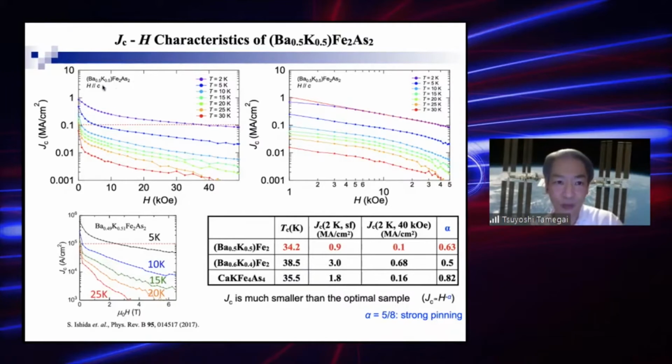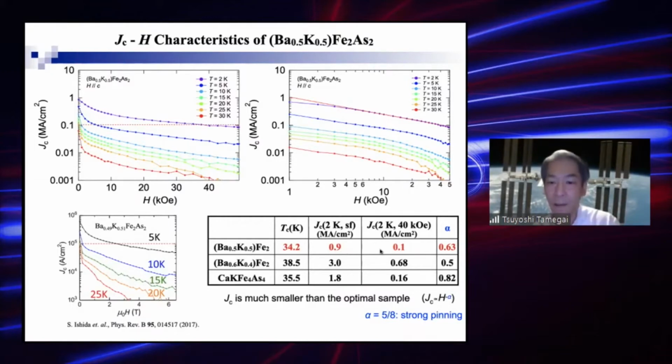So we grow this 50% doped 1-2. So this is JC versus H. Let's look at this table. In the case of 50% doped 1-2, of course DC is slightly suppressed, but JC is much more suppressed, less than 1/3.